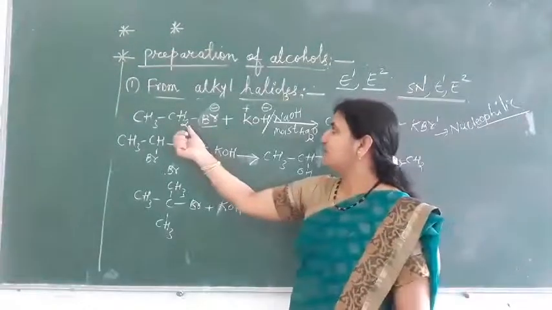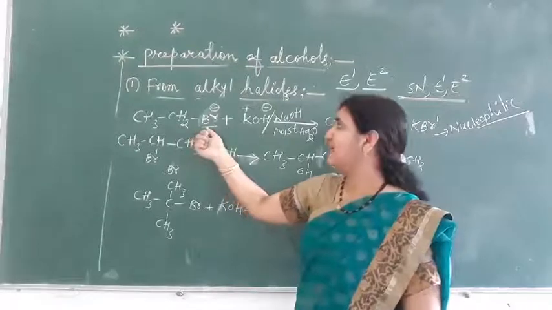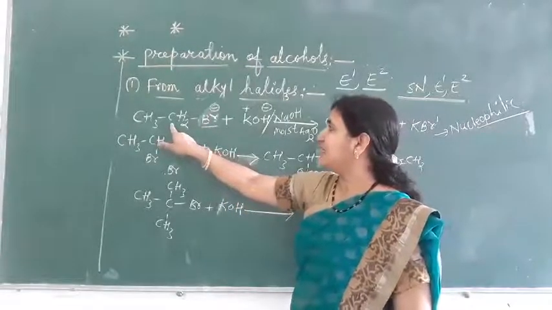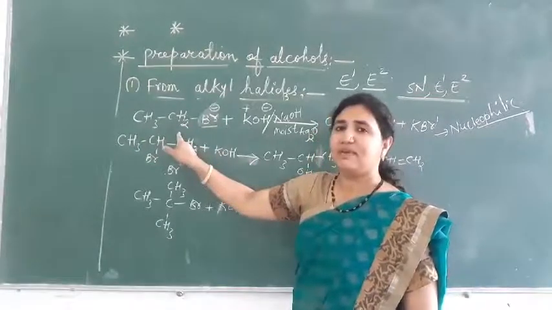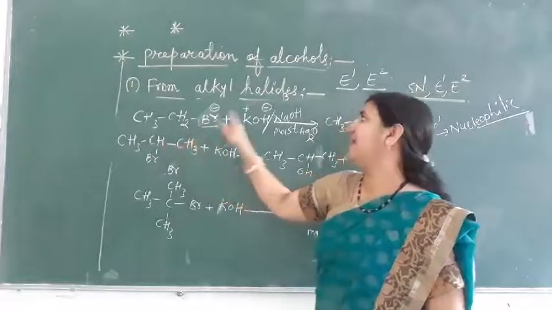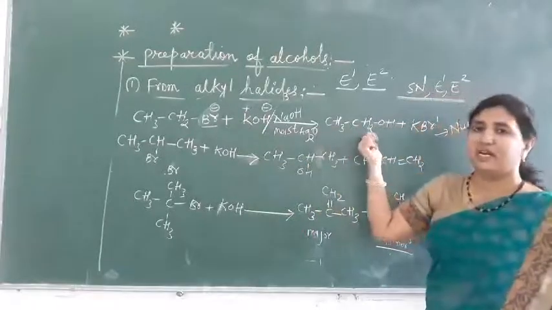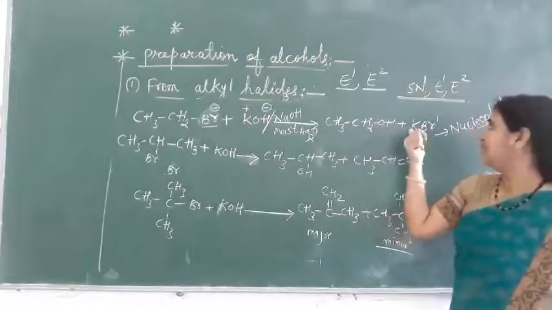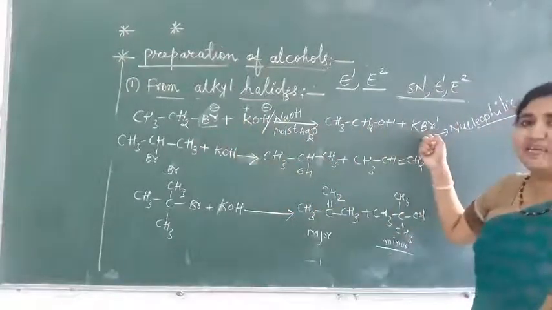This is a primary alkyl halide. This carbon is attached to only one carbon here, so that's why it is a primary alkyl halide. When a primary alkyl halide reacts with a strong KOH, it gives a primary alcohol, CH3CH2OH plus KBr. K plus and Br minus are removed as KBr.